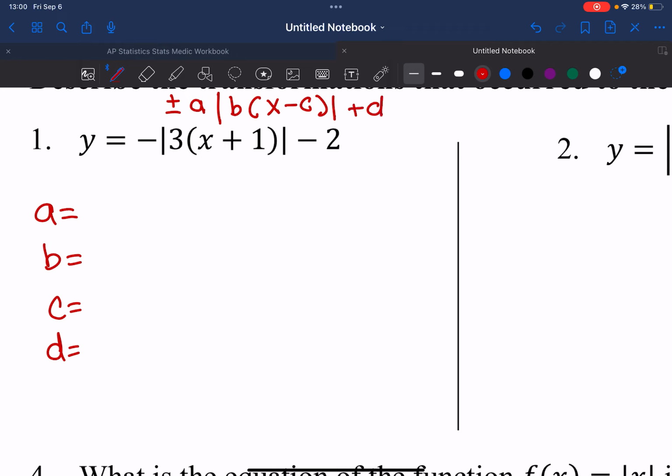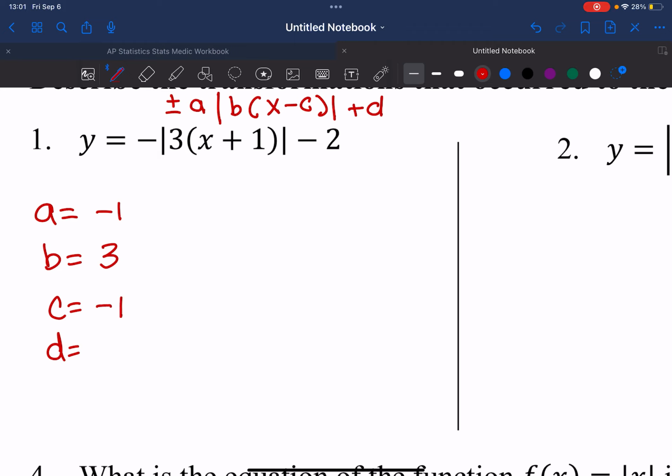Okay? So looking at each part, we can see that our A value is -1. It's that negative right in front of the absolute value. Our B value is 3 because it's a number outside of the parentheses. Our C value is -1.